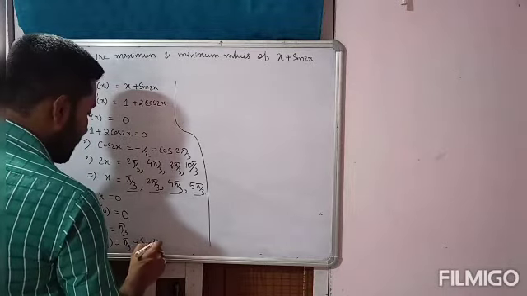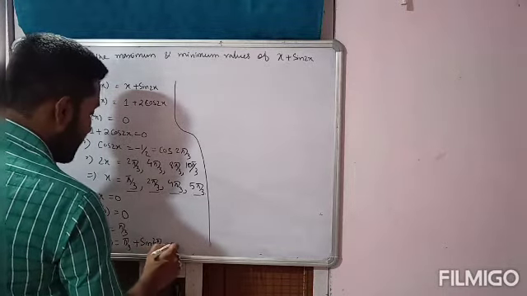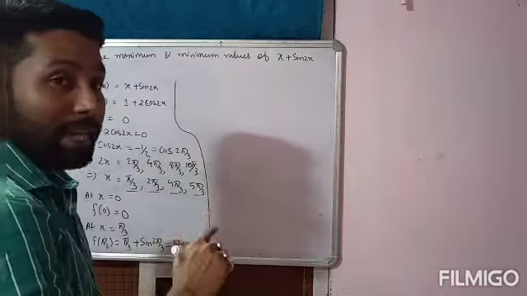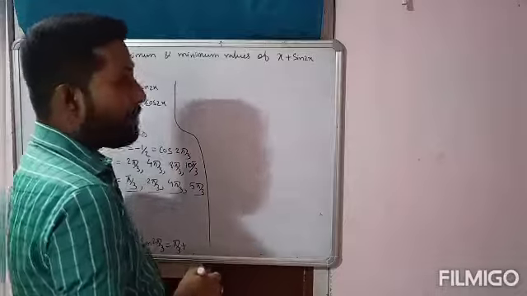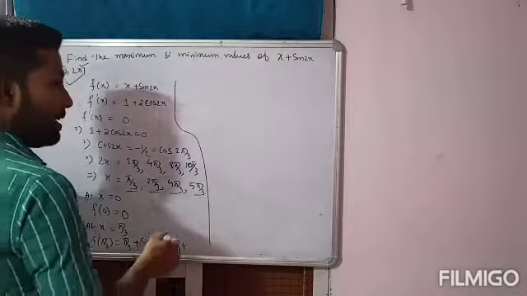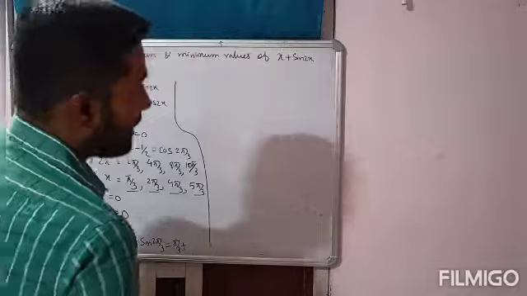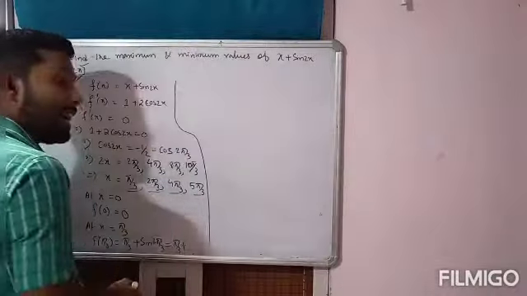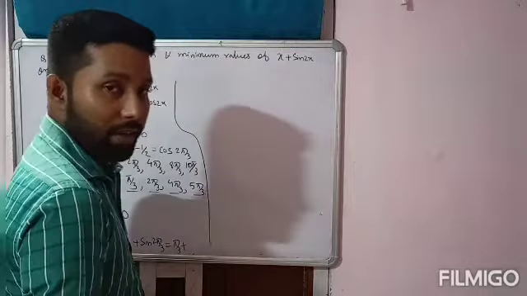sin 2 pi by 3, this is equal to pi by 3 plus, 2 pi by 3 can be written as pi minus pi by 3. Yes, 3 pi minus pi, 2 pi, pi minus pi by 3. 180 minus theta lies in the second quadrant, and in the second quadrant sine is always positive according to the ASTC rule.